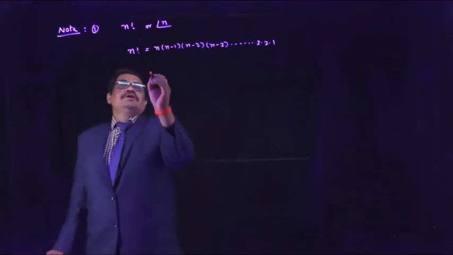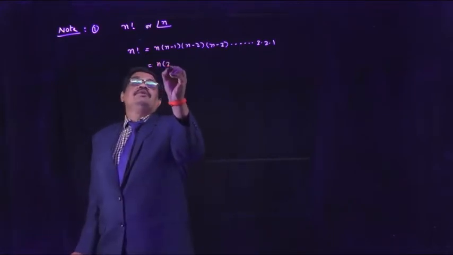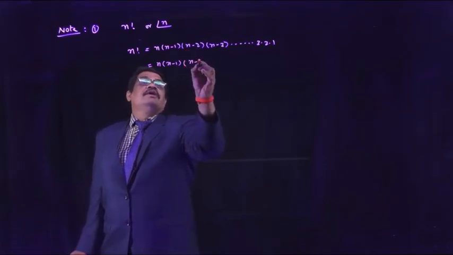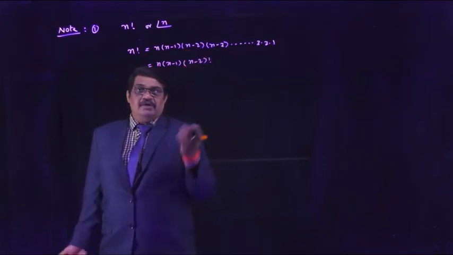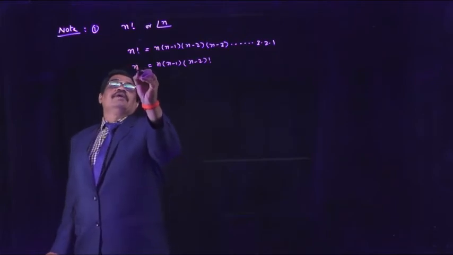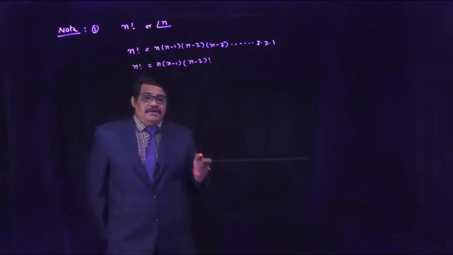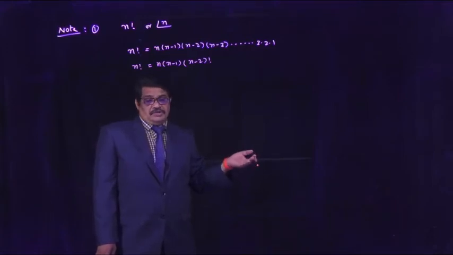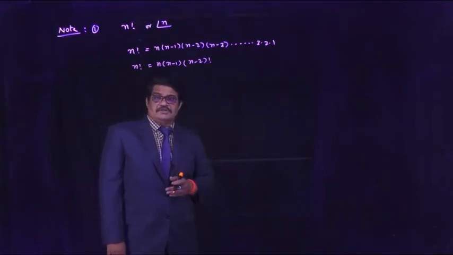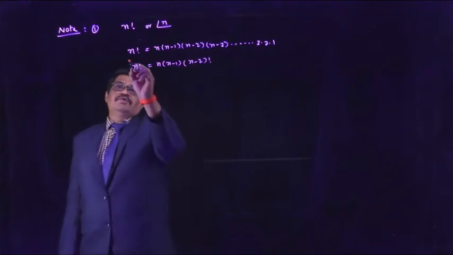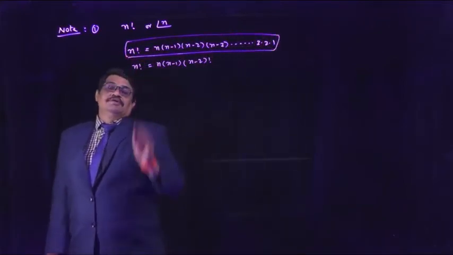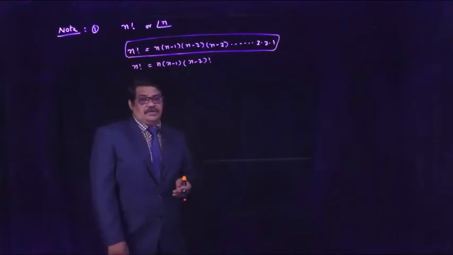Now, it can also be written as n into n minus 1 factorial, or n into n minus 1 into n minus 2 factorial. N factorial is n into n minus 1, n minus 2 and so on, 3 into 2 into 1. That is the product of n natural numbers. This is the formula you know. N factorial is the product of n natural numbers.